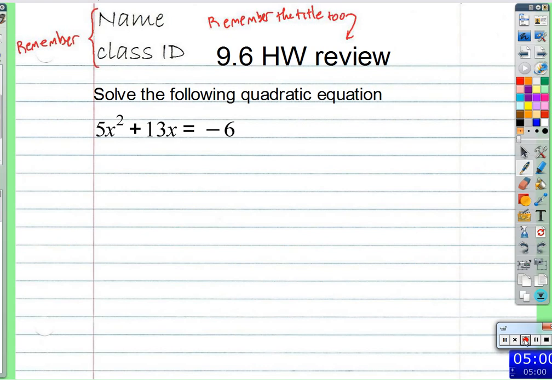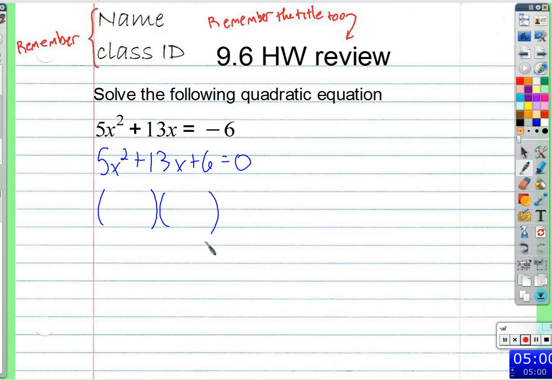All right, so one side needs to be zero. So we add 6 to both sides, giving us 0 here and plus 6 on the left side. Look for something in common, nothing in common. You don't have a 5 in common or a 3 in common or whatever. Try to make this one fairly easy to factor, like not a lot of choices of how to factor 5 or 6.